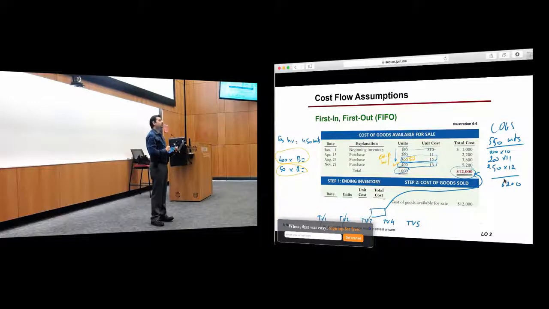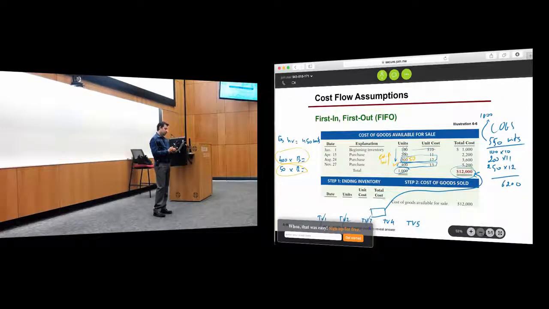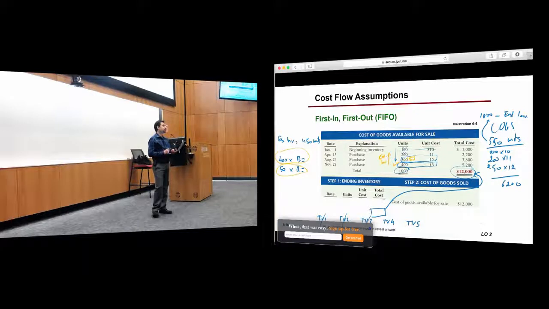After you count your ending inventory, you have the total cost of the goods available for sale. The number of units that the company could have sold was 1,000. So the 550 is actually 1,000 units available for sale minus ending inventory. That's how we get 550.